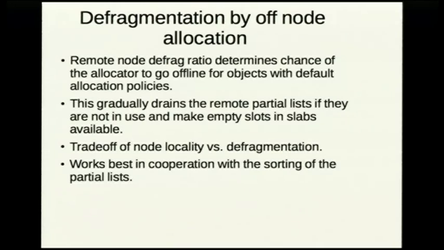And there's a parameter there where you can control how often that should be happening. So this is also one way to control fragmentation in an indirect fashion, without dealing explicitly with it. And this works best with the sorting of the partial lists. If you sort the partial lists, then the ones with a few objects are on top, and any operation where it just gets one object from the other node will cause a complete page to be removed from the partial list.